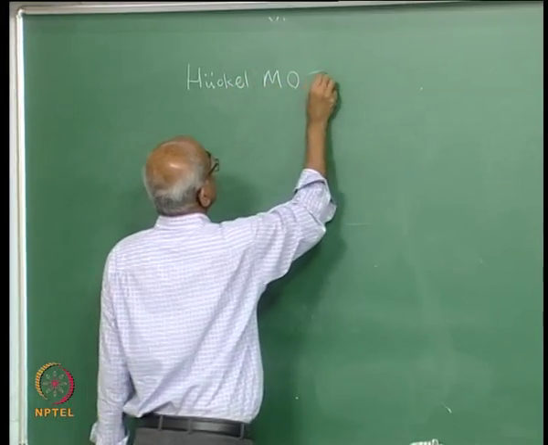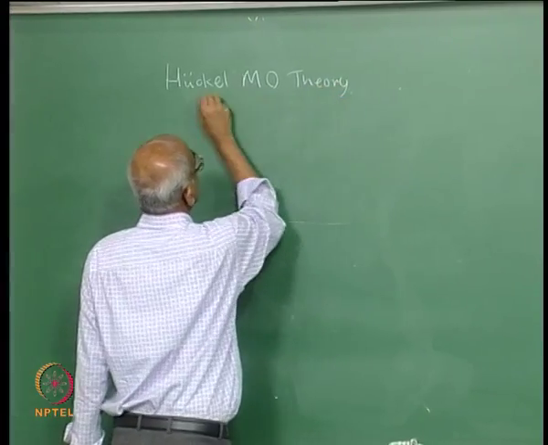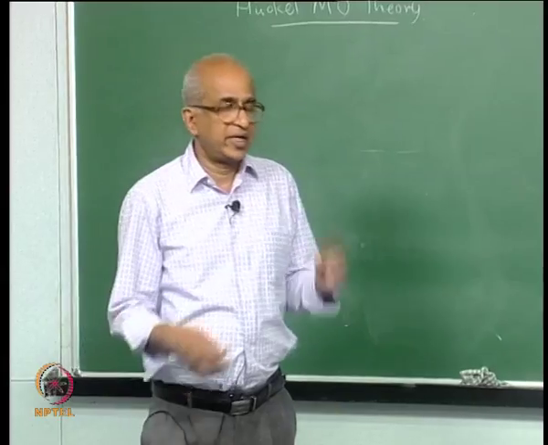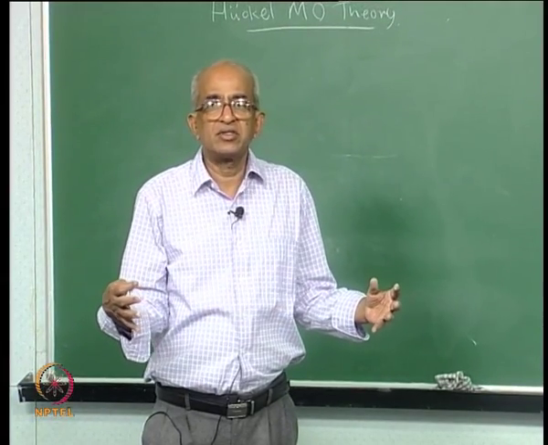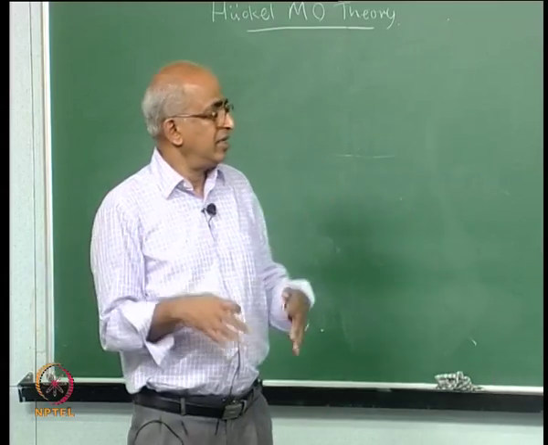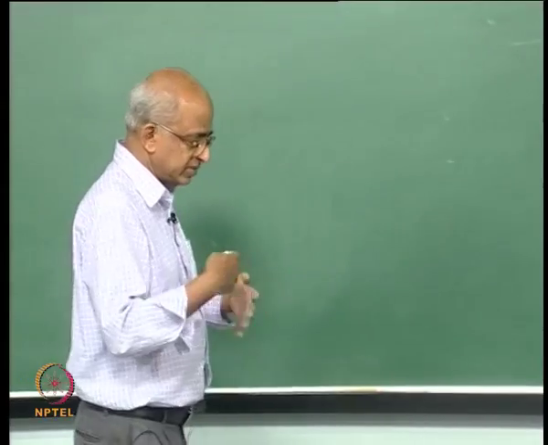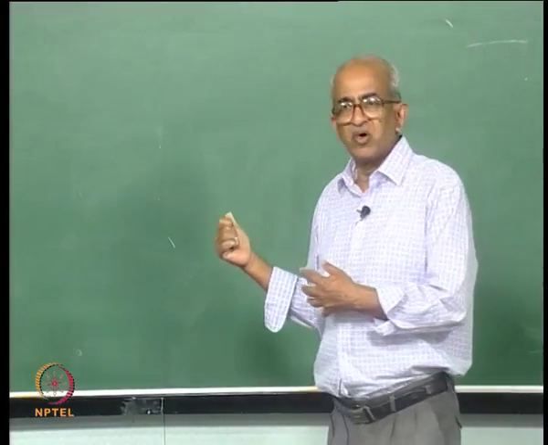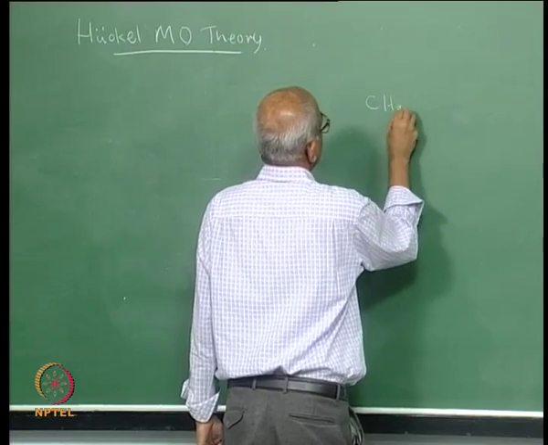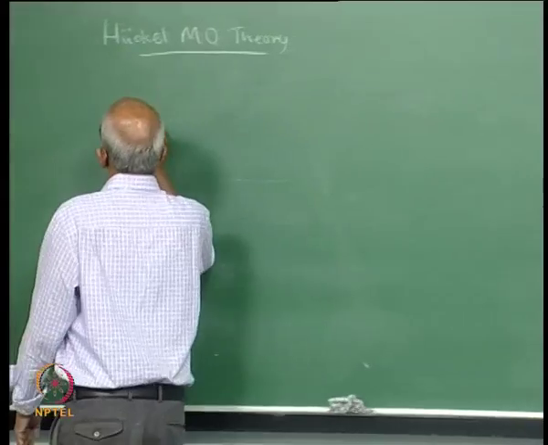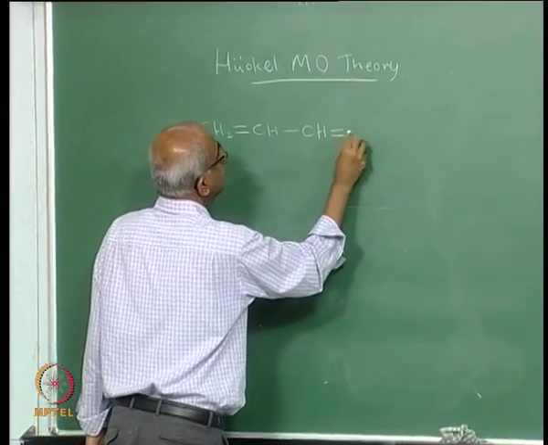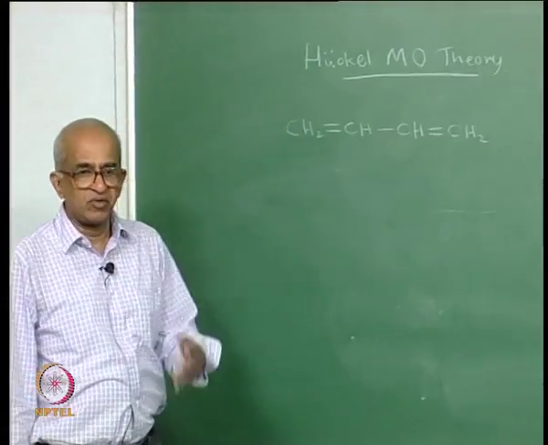Huckel molecular orbital theory. Remember when I discussed the particle in a box problem, I said that this is a model for conjugated systems. So particle confined to a box, you can say that, well, this will form a model for conjugated systems. So here is a somewhat better model for conjugated systems. So if you think of a conjugated system like 1,3-butadiene, the molecule will be CH2. Well, at this point I will have to depend upon your previous knowledge.